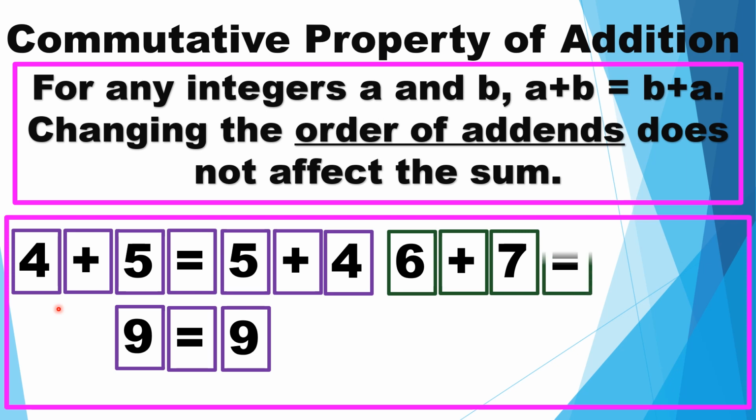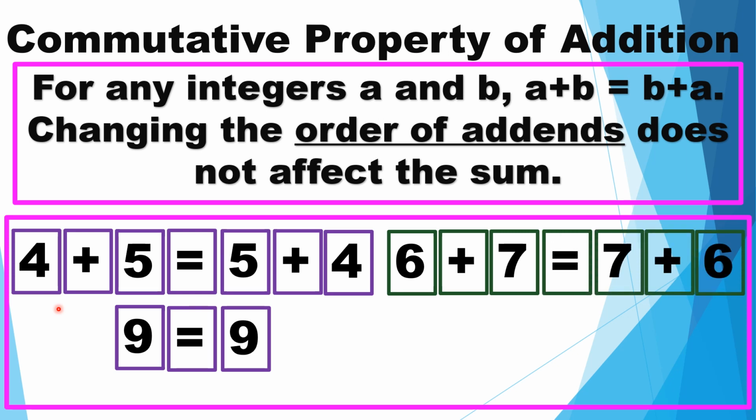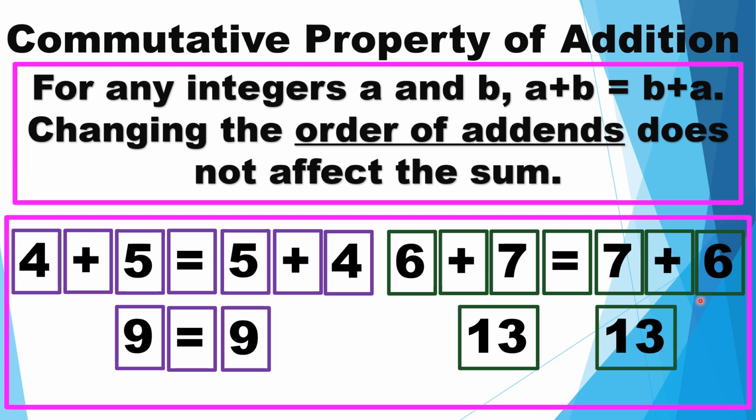6 plus 7 is equal to 7 plus 6. 6 plus 7 is equal to 13. 7 plus 6 is equal to positive 13. 13 is equal to 13. So, tingnan nyo, kahit na yung order ng addends magkaiba, dito nauna yung 4, then 5. Dito sa right, 5 plus 4. Yung answer nila is ganun pa rin. So, that is commutative property of addition.